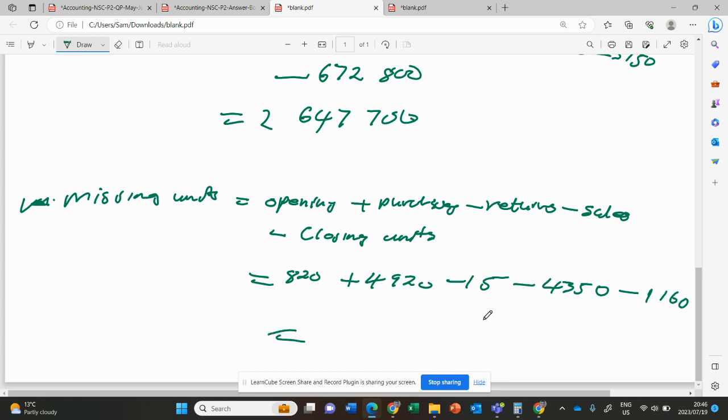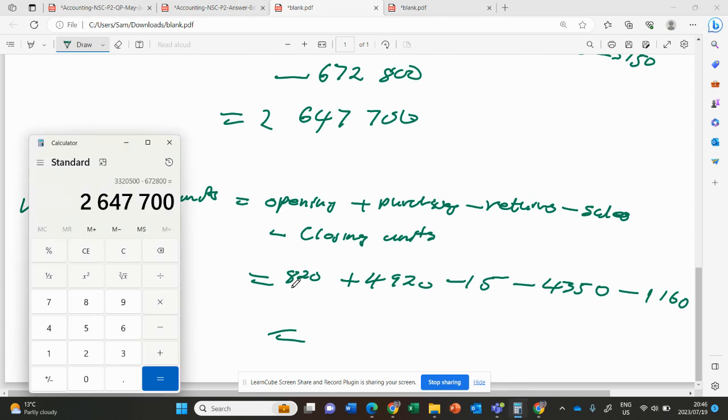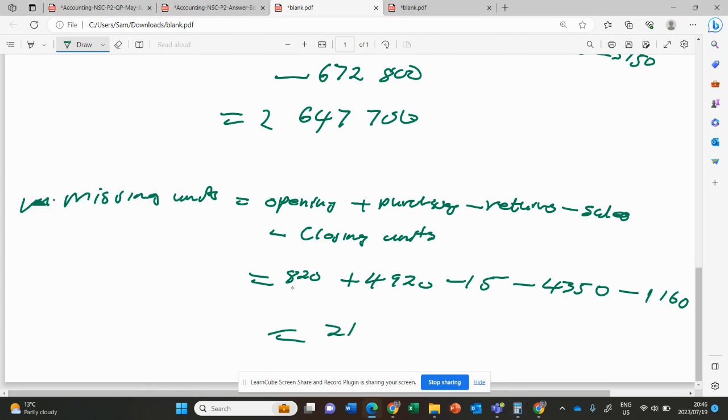The formula, you use this formula always. You don't have to go to the bush. Then 820 plus 4,920 minus 15 minus 4,350 minus 1,160. Then it's 215 that are missing. Done and dusted. Try to do another question proper.